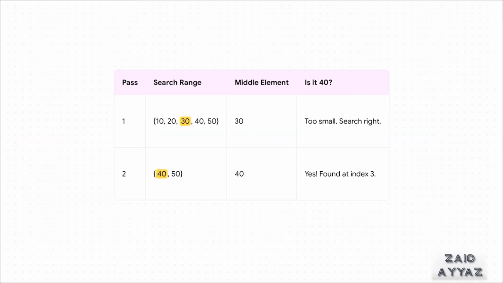First move? Jump right to the middle of the whole list. That's 30. Okay, is our target bigger or smaller? It's bigger, so that means we can instantly throw away the entire left half of the list. Gone. Now our search is only on those last 2 numbers.